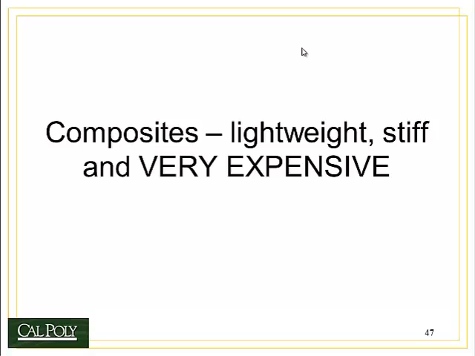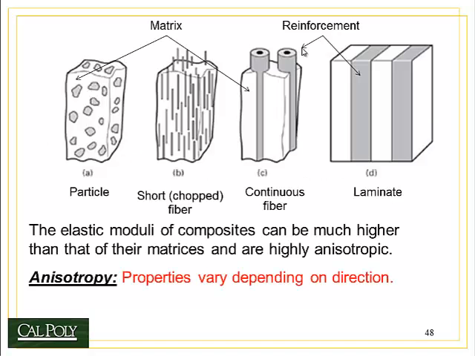Well, let's talk a little bit about composites, since they turn out to be pretty good materials for airplane wings. They're lightweight, they're stiff, and they're very expensive. We can't forget that. There are 4 different kinds of composites.